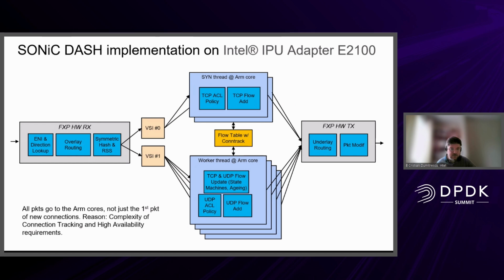I'm not sure I made this point clearly, so I'll make it again. All the packets actually go through the hardware fast path, but also through the ARM cores. It's not just the first packet of the connection that goes to the ARM cores. All the packets go through the ARM cores. The ARM cores are on the fast path, in line. Some people might say, hey, that's going to kill your performance. And I'm going to say, actually, on the opposite, we are going to get a good performance.